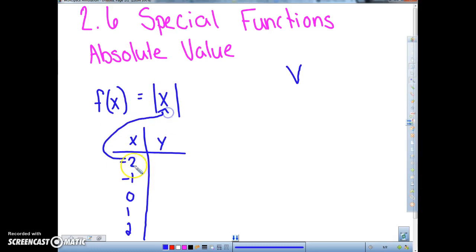the absolute value of x, and so you say, what is the absolute value of -2? +2. What's the absolute value of -1? +1. What is the absolute value of 0? 0. What's the absolute value of +1? 1. And what's the absolute value of 2? 2. Then you need to go plot your points.